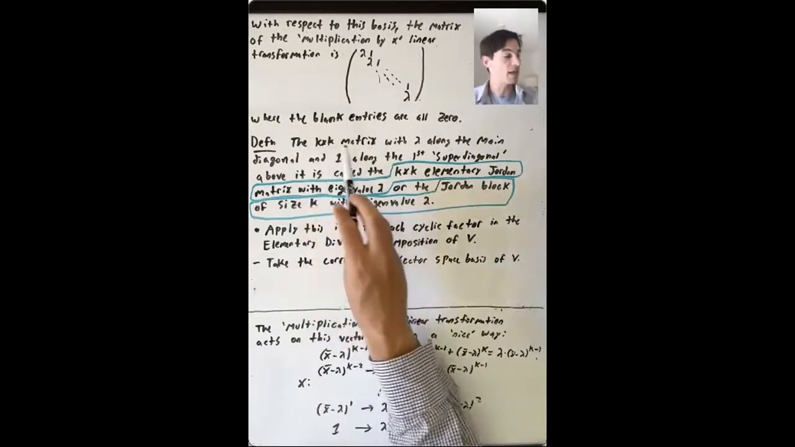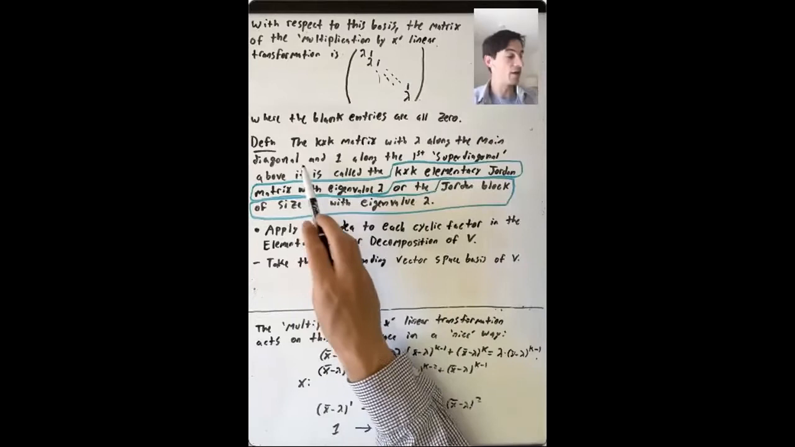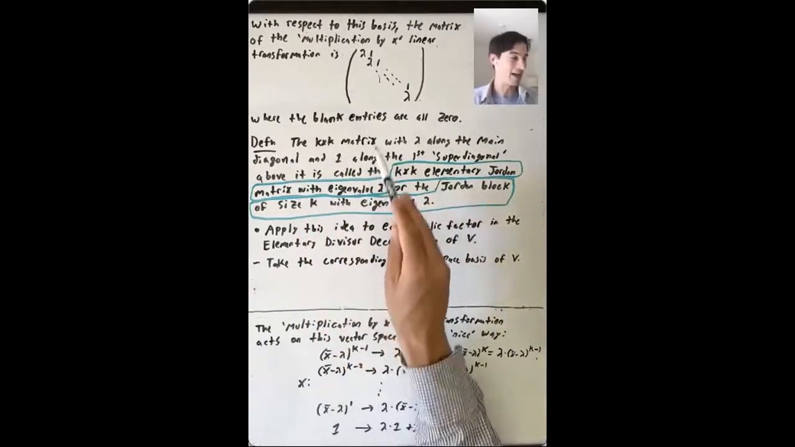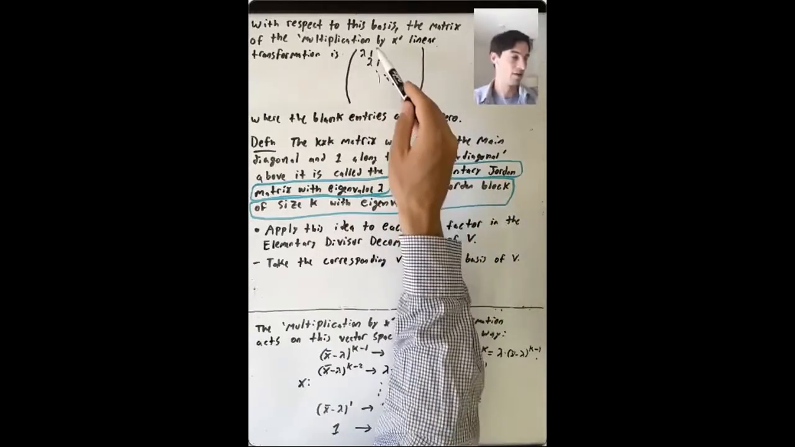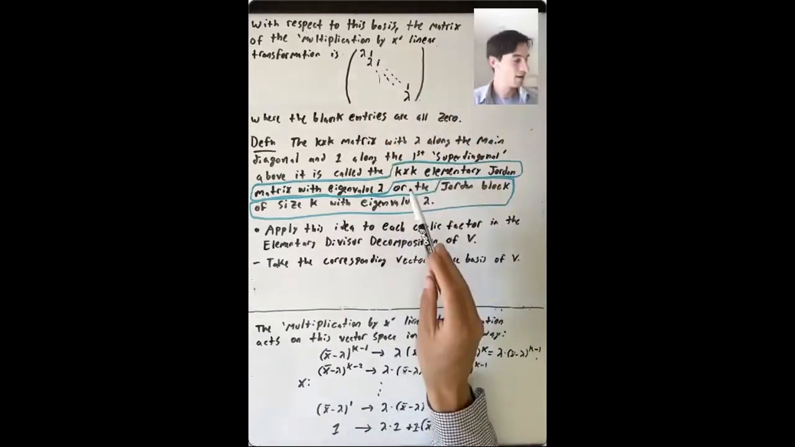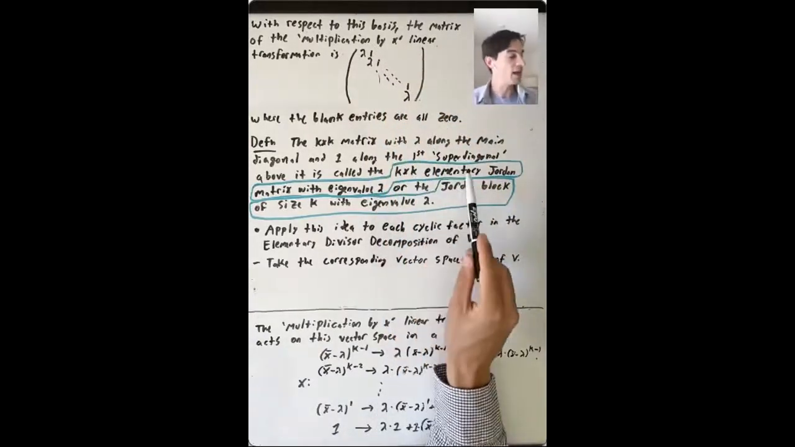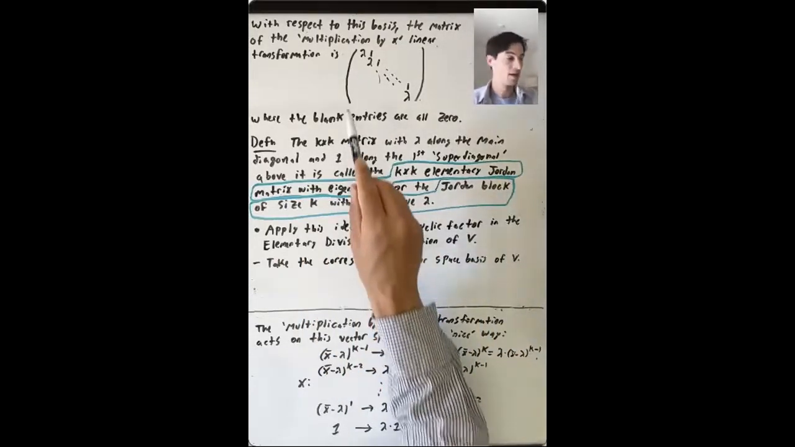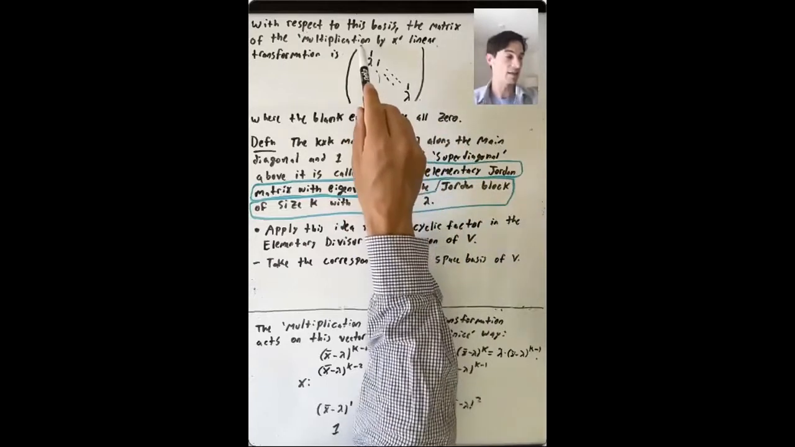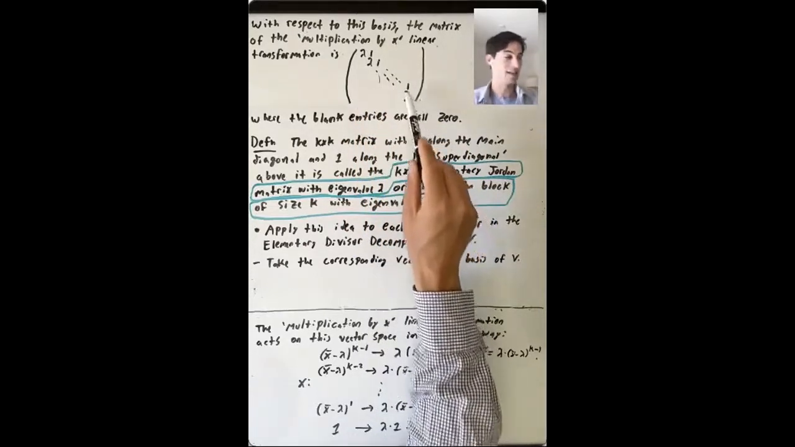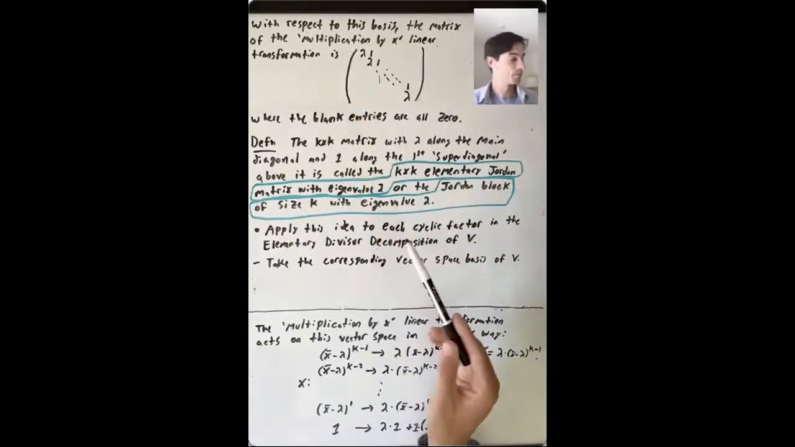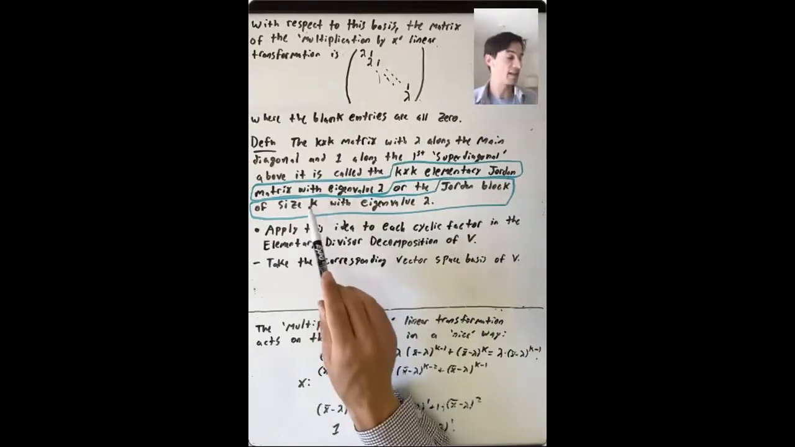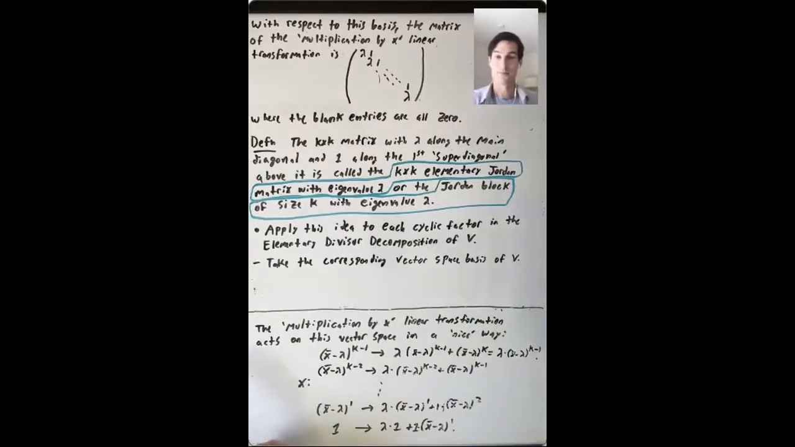So the k by k matrix with lambda along the main diagonal and 1 along the first super diagonal, the one right above the main diagonal. So main diagonal, first super diagonal. This is called the k by k elementary Jordan matrix with eigenvalue lambda. So k is giving the size of the matrix. Lambda is giving you the diagonal entry. Or this is also often called the Jordan block of size k with eigenvalue lambda.